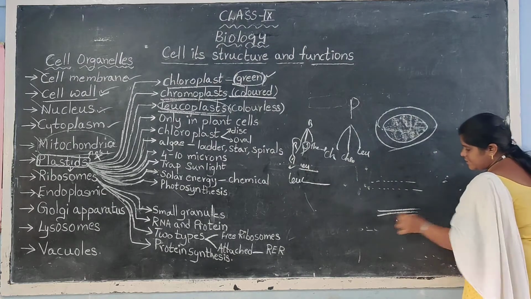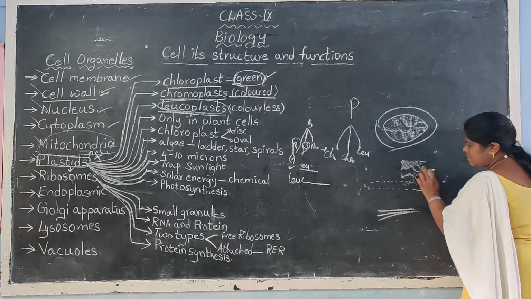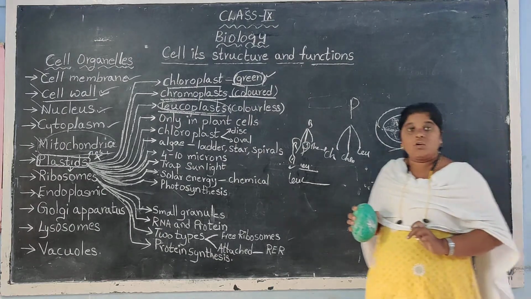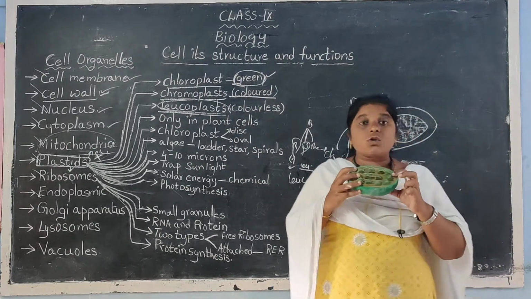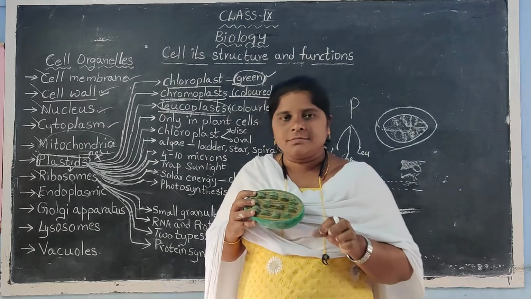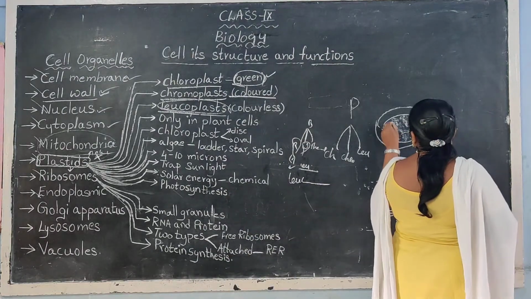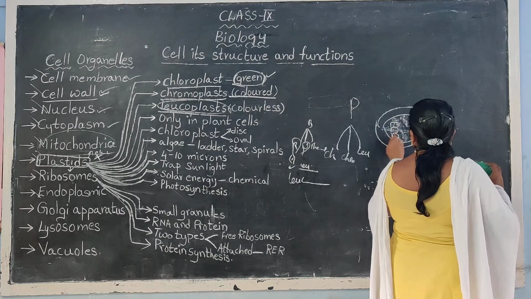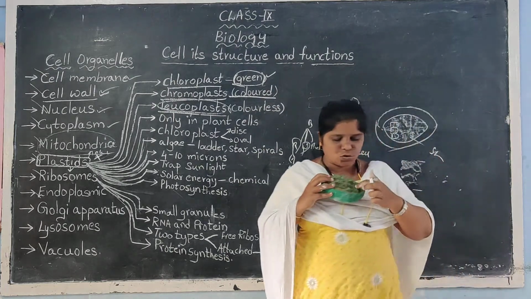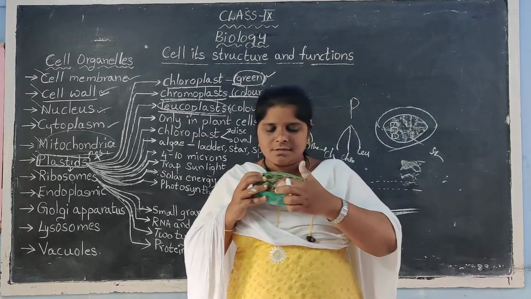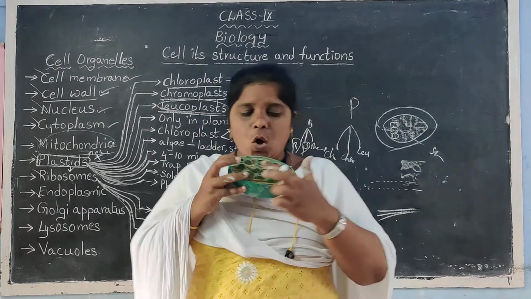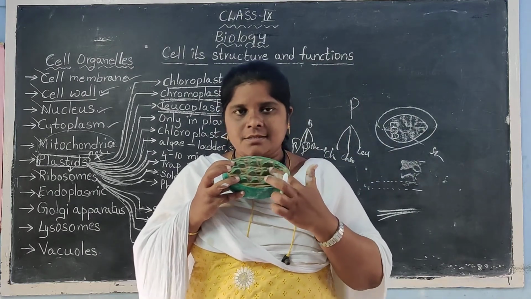If it is given in this way, what does it indicate? Fluid. This fluid is called stroma. In this fluid, you can find piles like this: 1, 2, 3, 4, 5, 6, 7, 8, 9, 10, 11, 12. All of you got it?